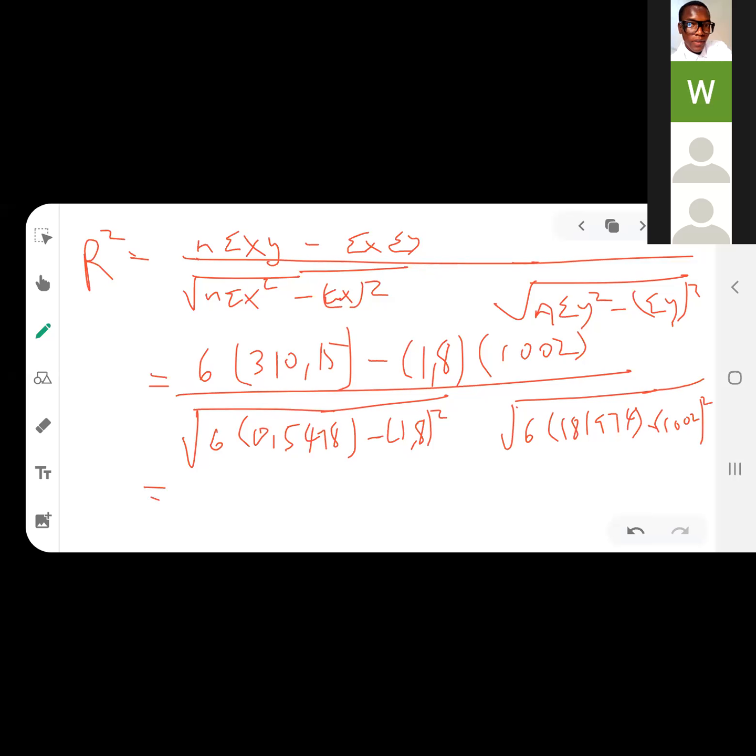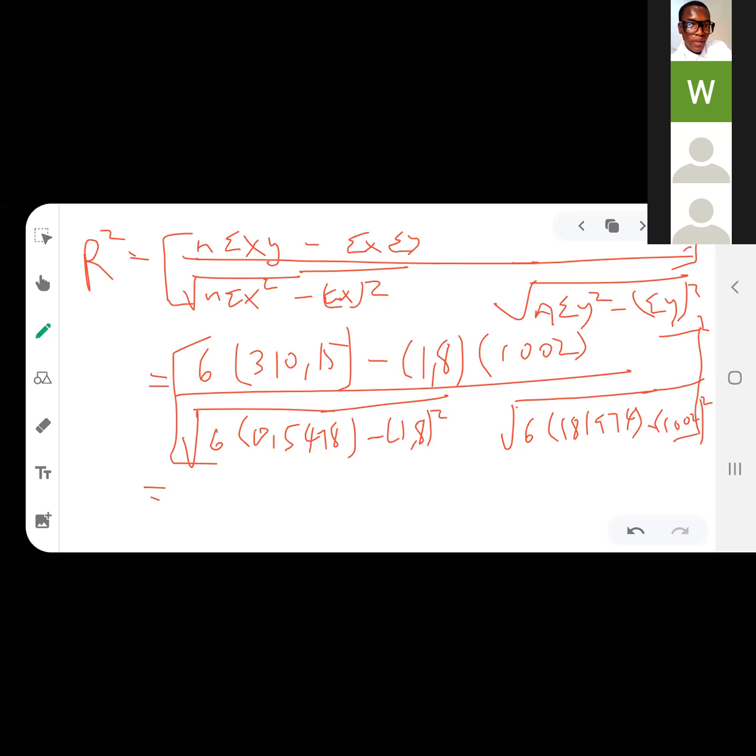But we are calculating r squared. Let's not forget to square this here. I don't have space here. You square it. So even here, you are supposed to square.